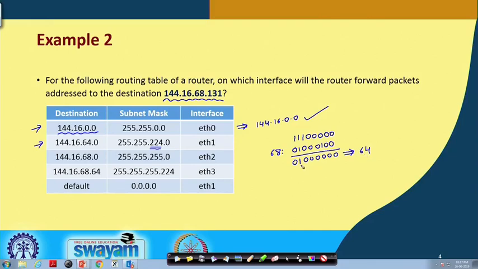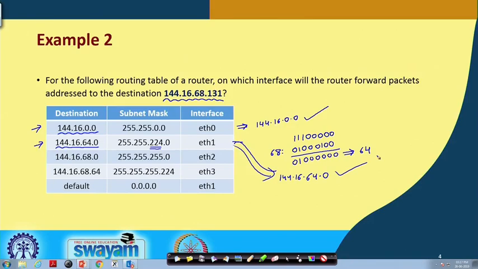This bit is 1 and the last one is 0. So, 0 if you AND with 131, this will be 0 anyway. So, here also if you do an ANDing, it will become 144, 16, the third one will become 64, the last one will become 0. So, you see the destination address is exactly that. So, here also there is a match. So, there is a match in the first 2 rows.